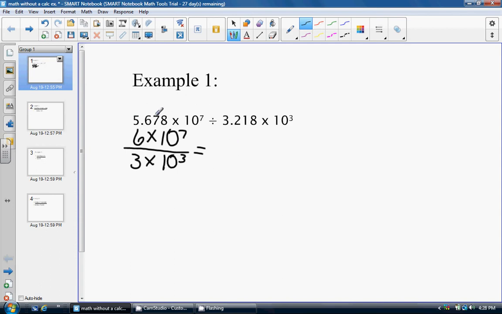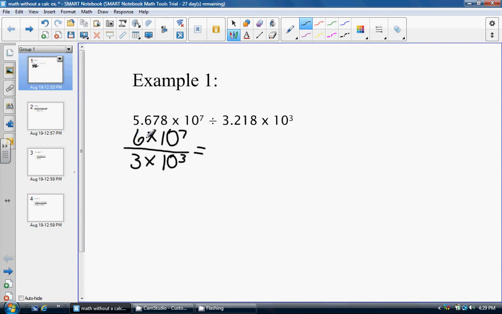The first step, make sure everything's in scientific notation. The second step is to round things to a whole number, and I like single-digit whole numbers, which we'll talk about with example 2. The third step is to actually do the multiplication or division.